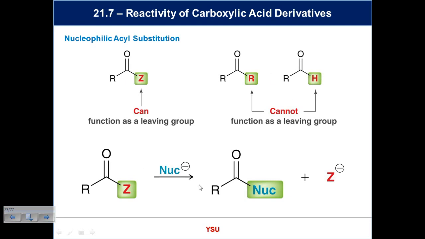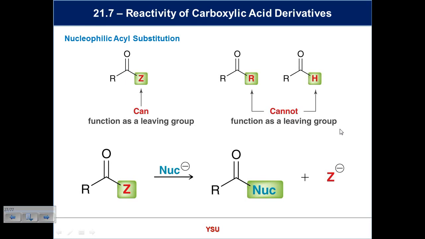So here's the mechanism, or here's the overall process, I should say. There's an acid chloride, or there's an acid anhydride, or an ester, or an amide. And we bring in a nucleophile, and we're going to boot out whatever Z happens to be, and end up with a substituted product and the leaving group. So you have to go back and worry about what's a good leaving group. What helps stabilize leaving groups? Size. What else?